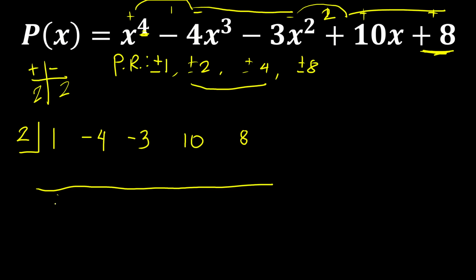So, bring down 1. 1 times 2 is 2. Negative 4 plus 2, negative 2. Negative 2 times positive 2 is negative 4. Negative 3 plus negative 4 is negative 7. Negative 7 times 2 is negative 14. 10 plus negative 14 is negative 4. Negative 4 times 2, negative 8.